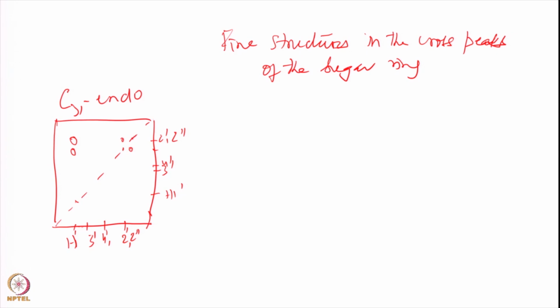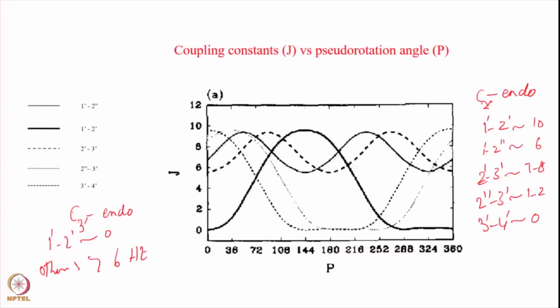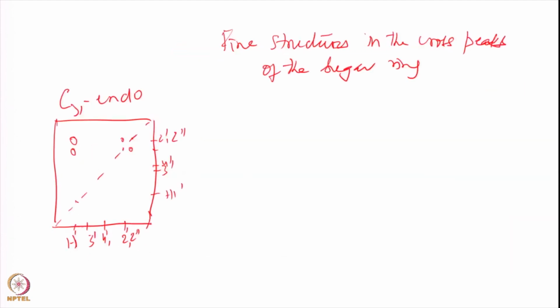Now, 1 prime 2 prime peak, will it be present in the C3 prime endo geometry? For a general thing all these peaks will be there, but will this 1 prime 2 prime be present? So let us look at that. So 1 prime 2 prime coupling is 0, right. So for the C3 prime endo geometry this peak will be absent, okay. 2 prime 2 double prime will be there.